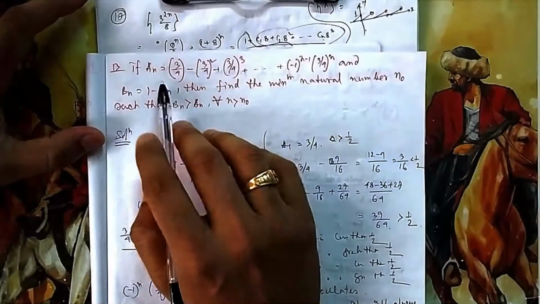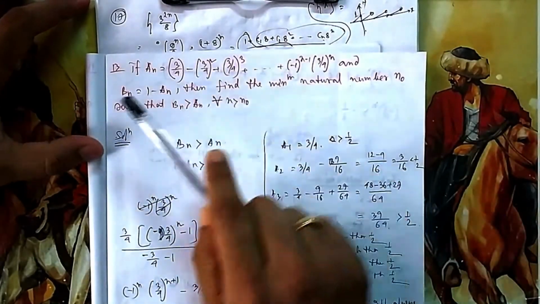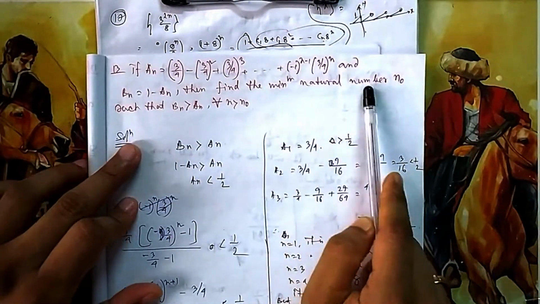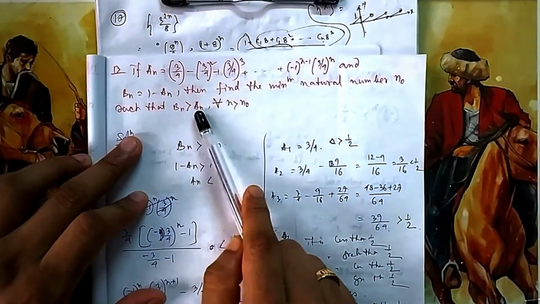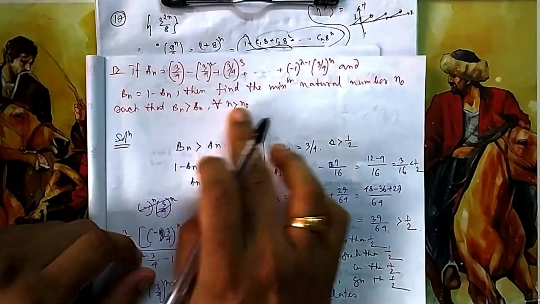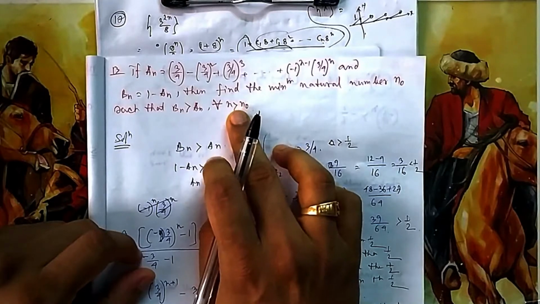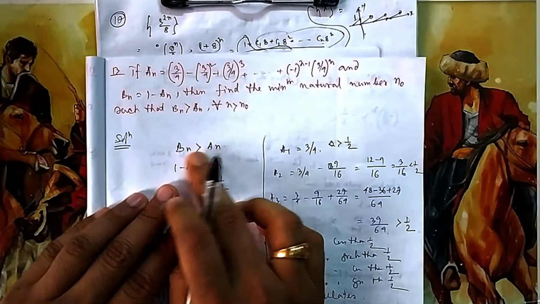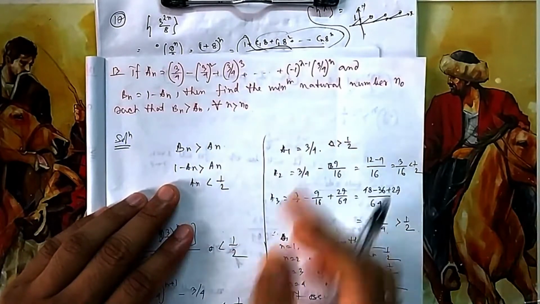So in question number 13, A_n is given in this format and B_n is another term given, which is 1 minus A_n. Then find the minimum natural number N0 such that B_n should always be greater than A_n. You have to find that n beyond which, if you put any value, it should always be greater than this. So you have to take consideration of this one. You can try with this one.